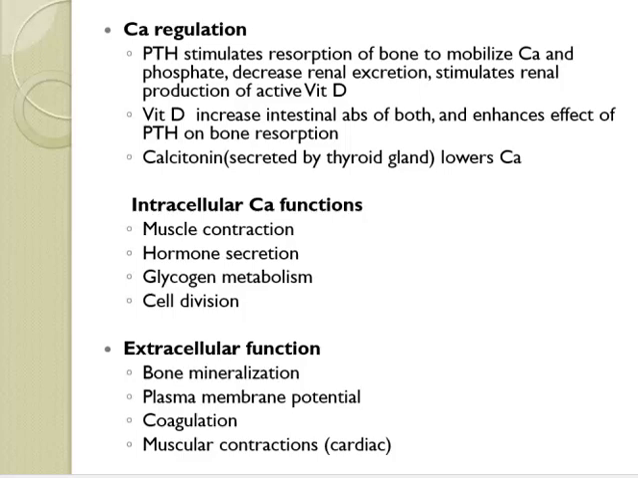As far as calcium regulation, we mentioned this before, but the parathyroid stimulates reabsorption of bone to mobilize the calcium and phosphate, decreases renal excretion, and stimulates the renal production of active vitamin D. The vitamin D increases intestinal absorption of both and enhances the effects of the parathyroid on bone reabsorption. Calcitonin lowers calcium.